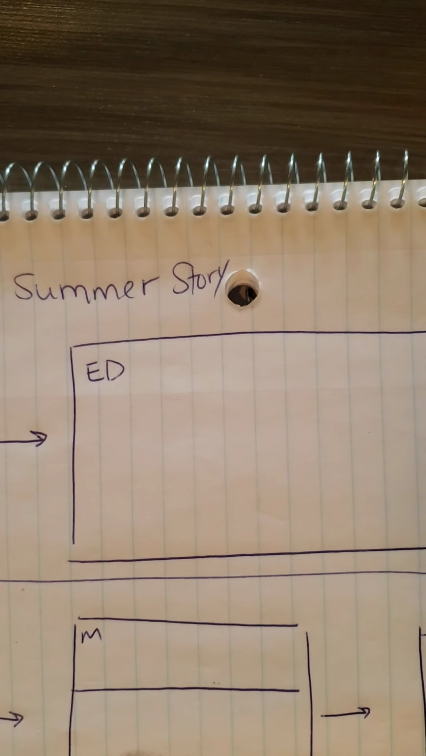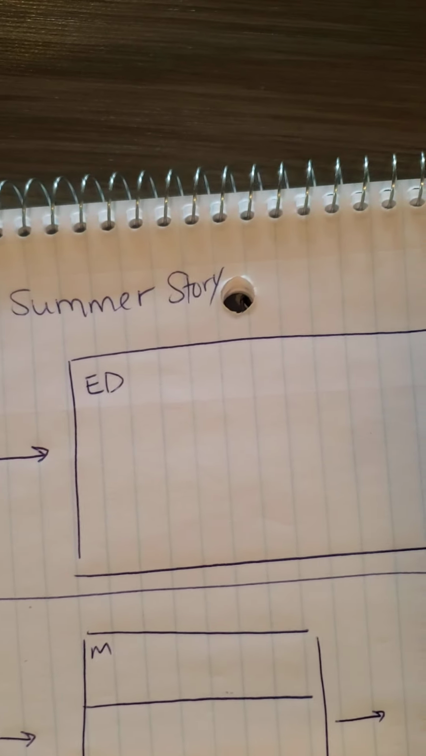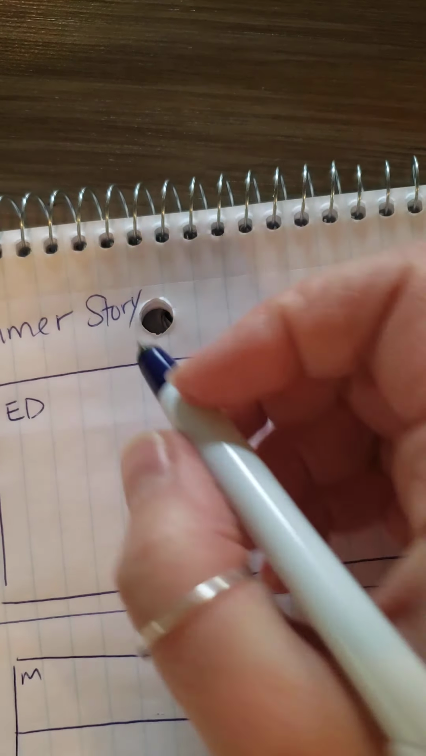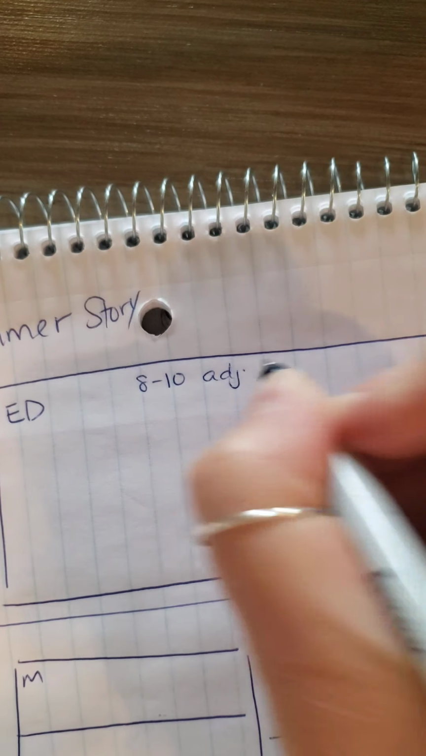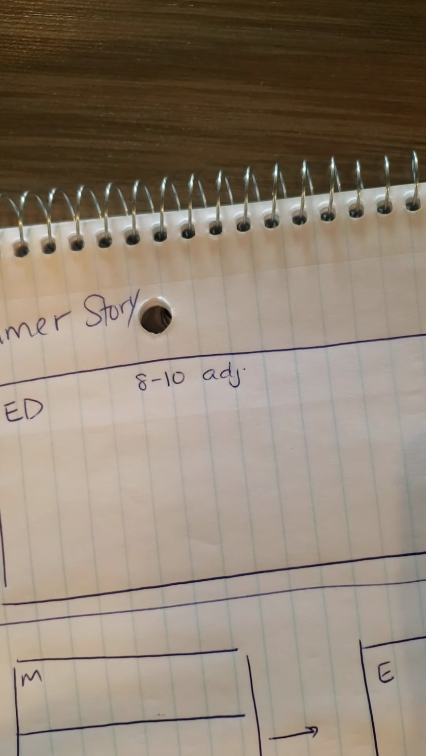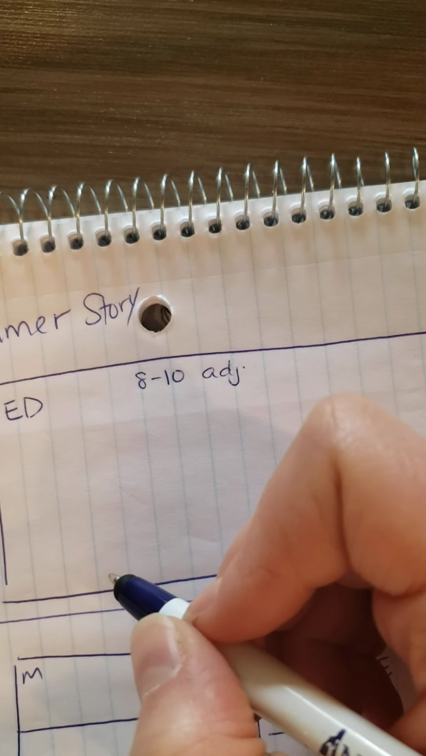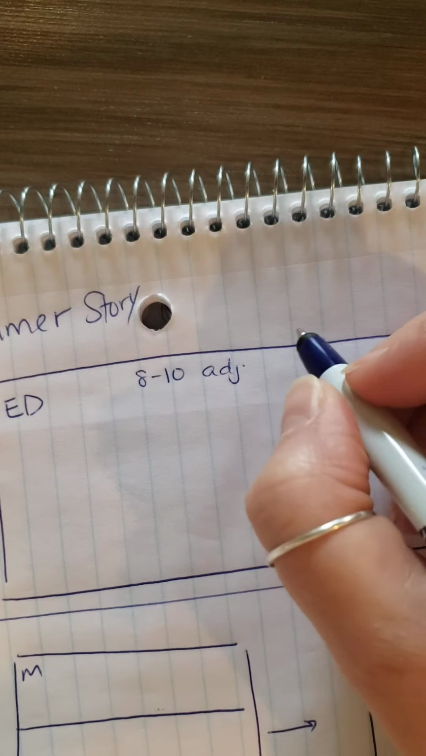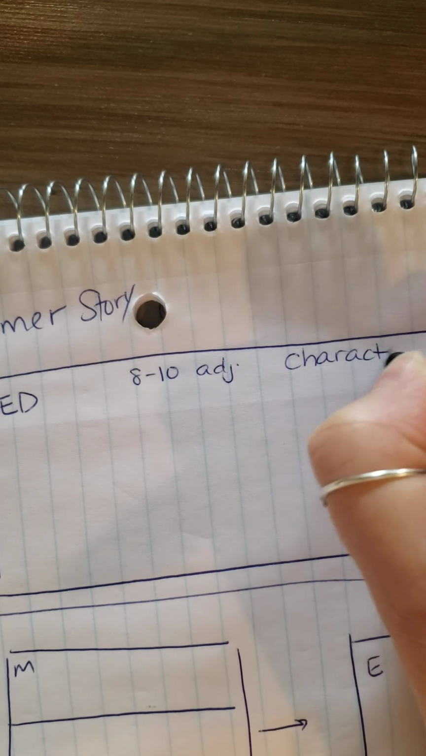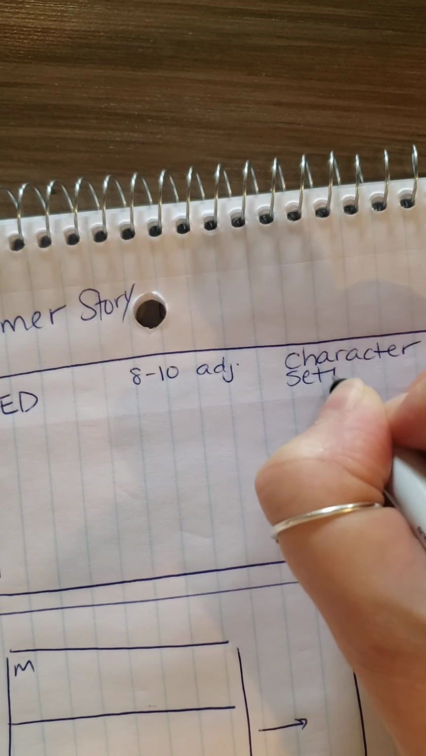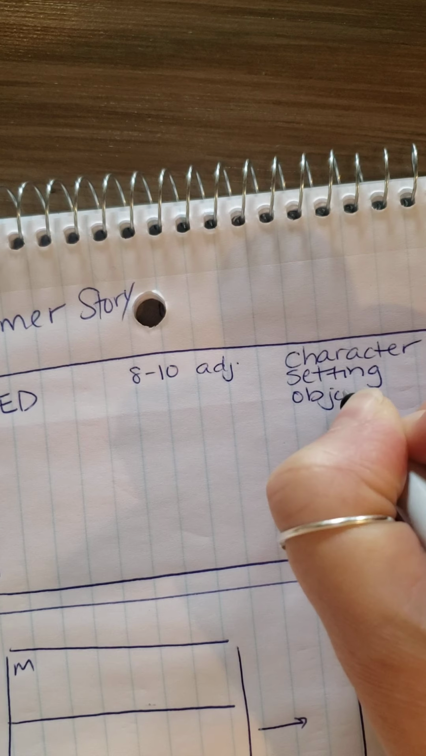Then your next box flows from the beginning over to your elaborative detail box. Here you need to have 8 to 10 adjectives. Remember, adjectives describe a noun, a person, place, or a thing. So in our elaborative detail box, we can only choose one. It has to be either a character, the setting, or an important object.